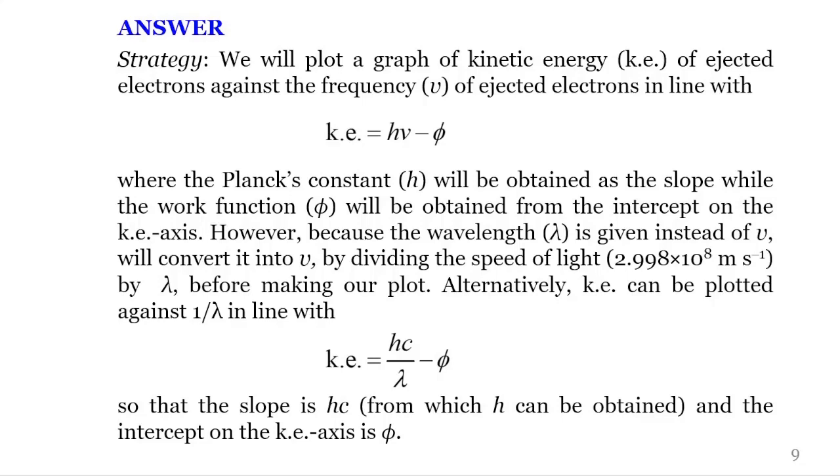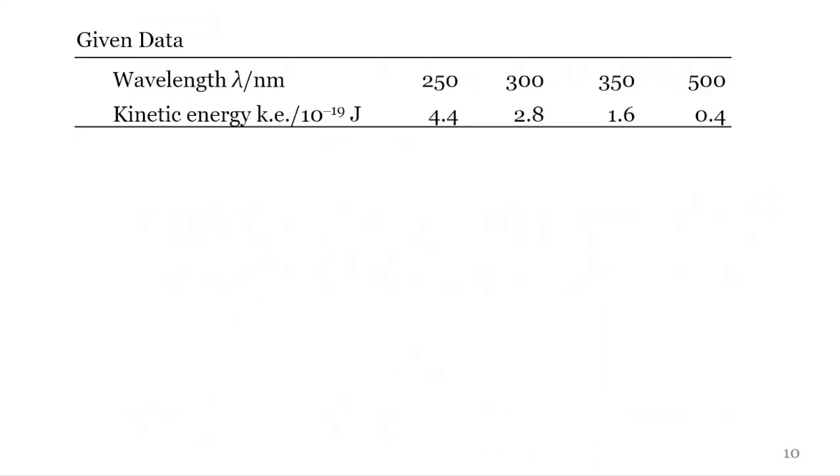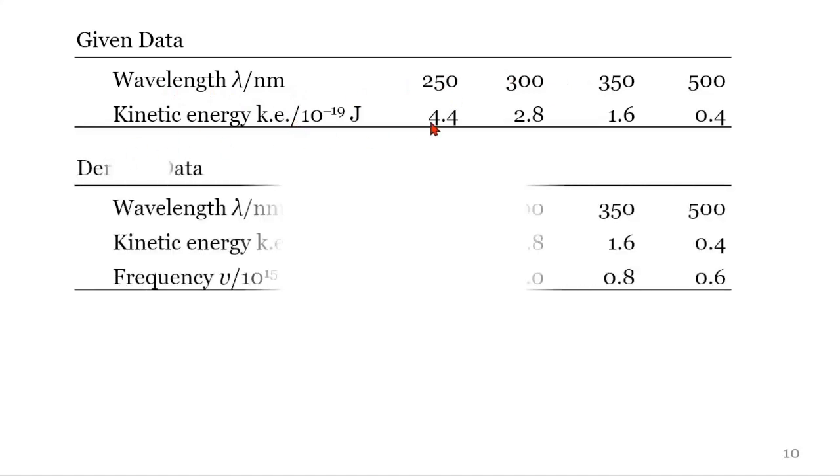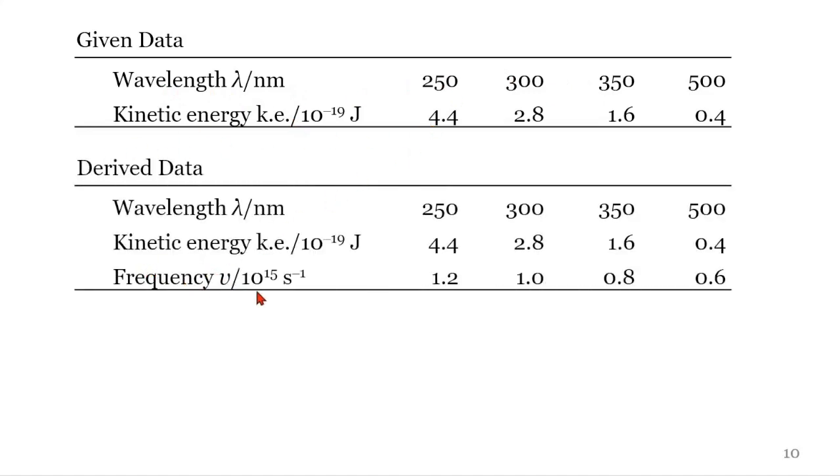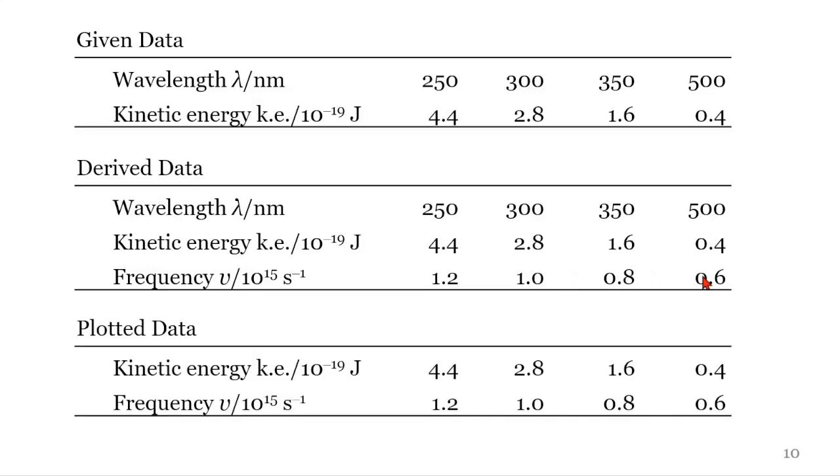We are going to go for the first method, which involves plotting the kinetic energy of ejected electrons against the frequency of ejected electrons. Here is the given data, wavelength against kinetic energy. We obtain the frequencies for the various wavelengths by dividing the speed of light by the wavelength, and that gives these as the frequencies. So this is the data we are going to plot, kinetic energy against the frequency of ejected electrons.